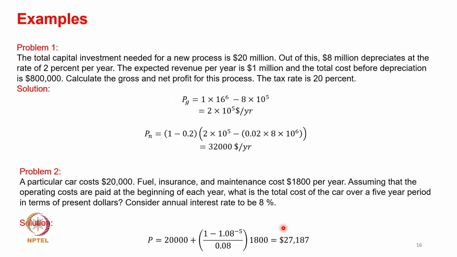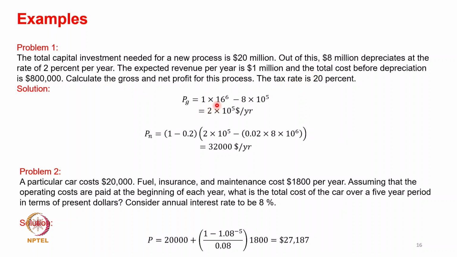So now let us take a look at it. The total capital investment that is needed for a certain process is 20 million. Out of this, 8 million depreciates at the rate of 2% per year. The expected revenue per year is $1 million, and the total cost before the depreciation is 800,000. Calculate the gross and net profit of this process if the tax rate is 20%.